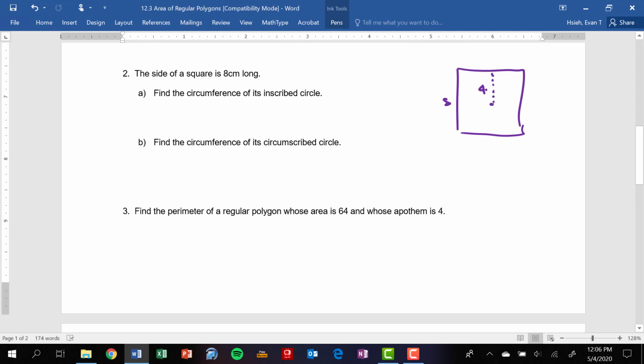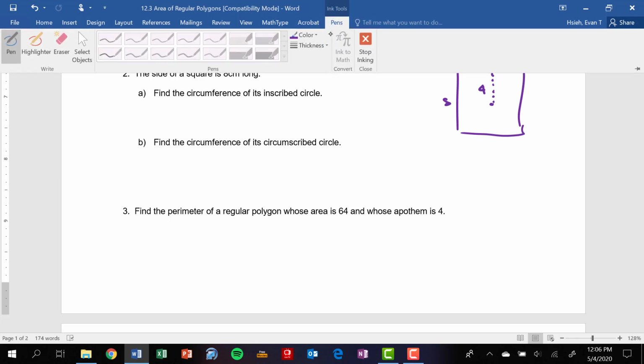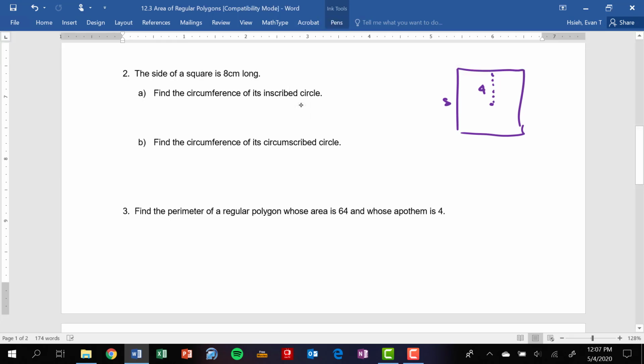If I want to find the circumference of the inscribed circle, so you've got a circle on the inside, like this, I know that the radius of that red circle is the same thing as the apothem of the square, which was 4. And so I know that the circumference is just going to be 2 pi r, or 8 pi.